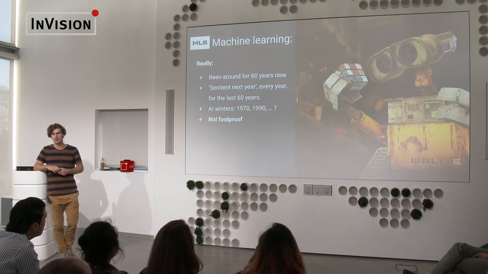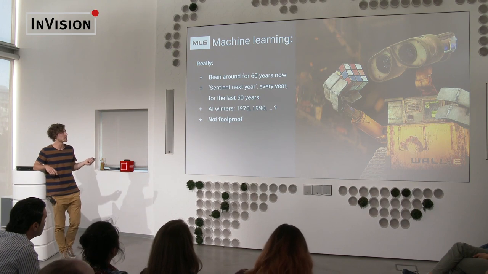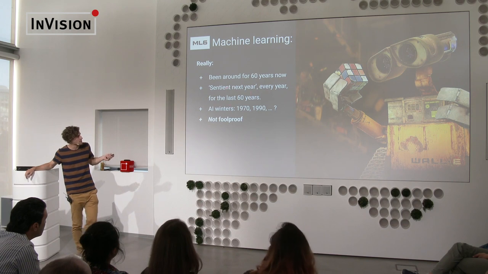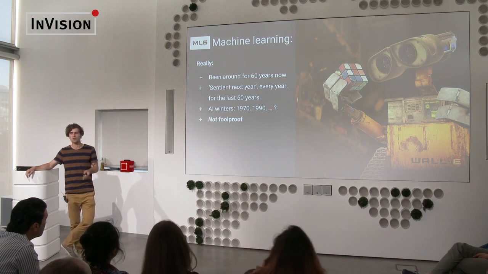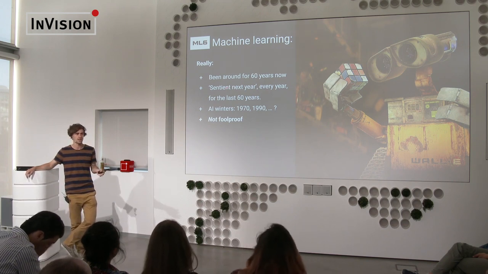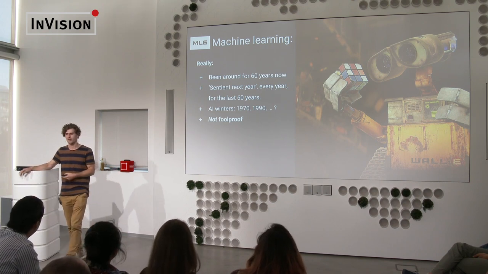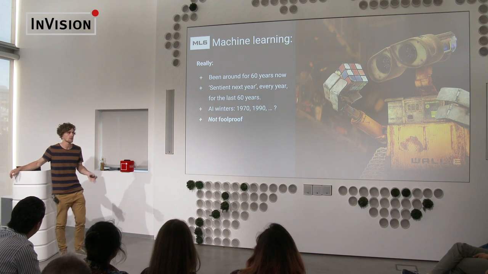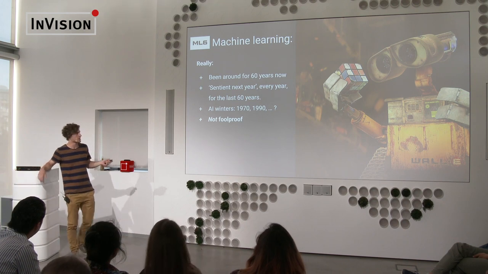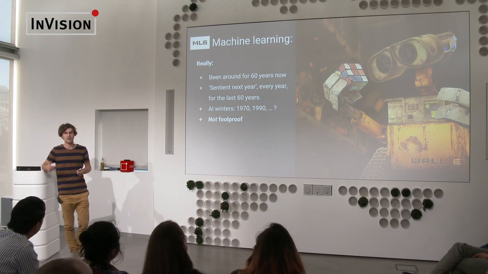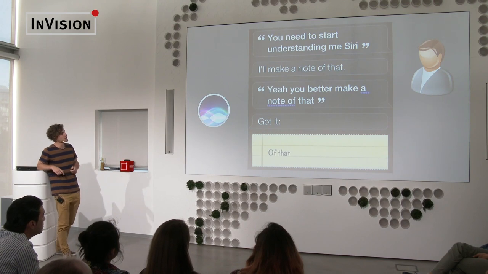Machine learning has been around for 60 years now, and they've been saying that it would be sentient by next year ever since the beginning. We also have had a few winters where people suddenly realized, okay, AI has its limits. We probably hit some limits here, and it turns out that there are a lot of applications that we can't really solve. So machine learning does have its boundaries. I want to give you a few examples of failure cases that show you the limits of machine learning. This is a really nice one from Siri.